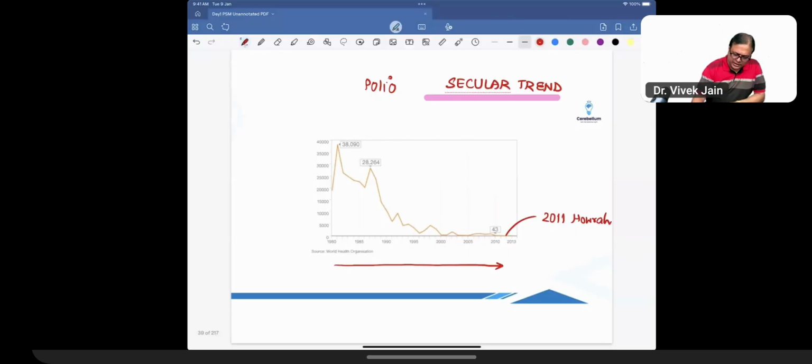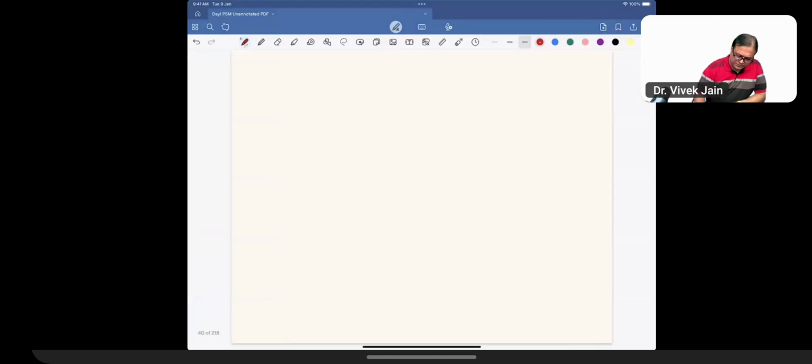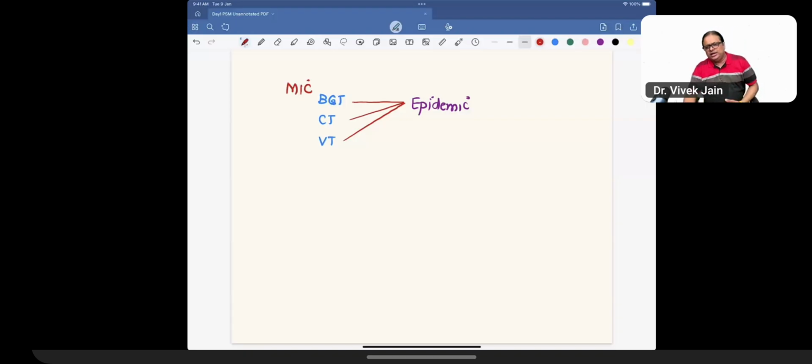Now, before we go ahead, quickly just to complete, can you tell me Bhopal gas tragedy, Chernobyl tragedy, Vizag tragedy? Which type of time distribution? Epidemic, secular, seasonal, cyclical? All three are epidemic. Like Bhopal gas tragedy occurred on a single day, 3rd December 1984. The gas was methyl isocyanate. Chernobyl tragedy, 26th April 1986.